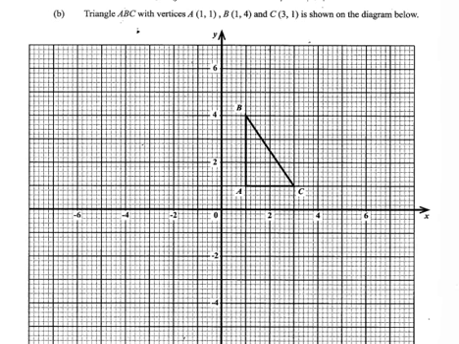2019, question number 3b. It says, triangle ABC with vertices A (1, 1), B (1, 4), and C (3, 1) is shown in the diagram below. All right, so we can see that.